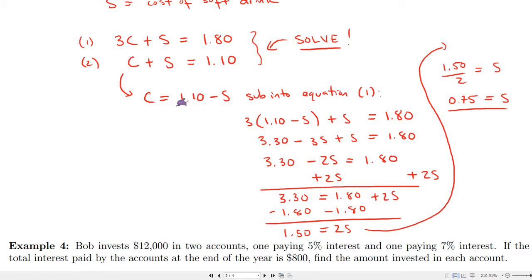And then how do you figure out the candy bar? Well, we could substitute into this one here. So a candy bar is this minus 0.75. So C would be 35 cents. Okay, so soft drink would be 75 cents. Candy bar, 35 cents.